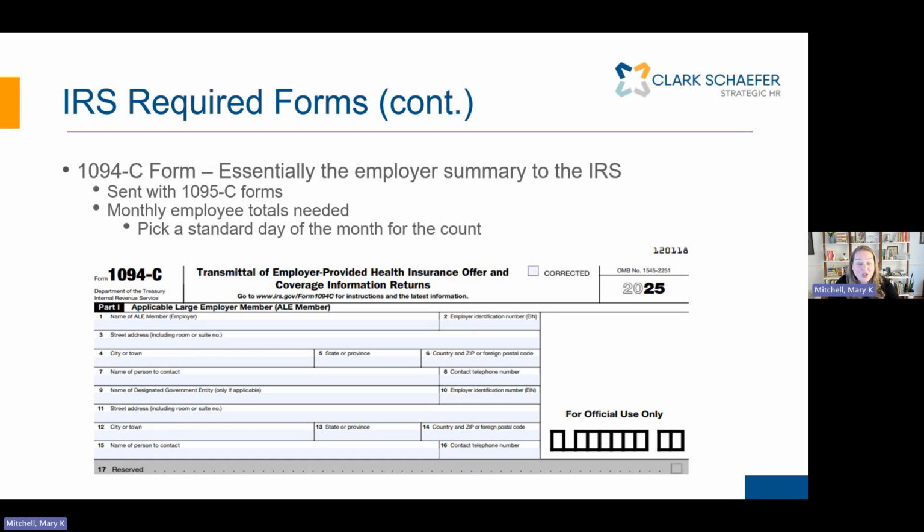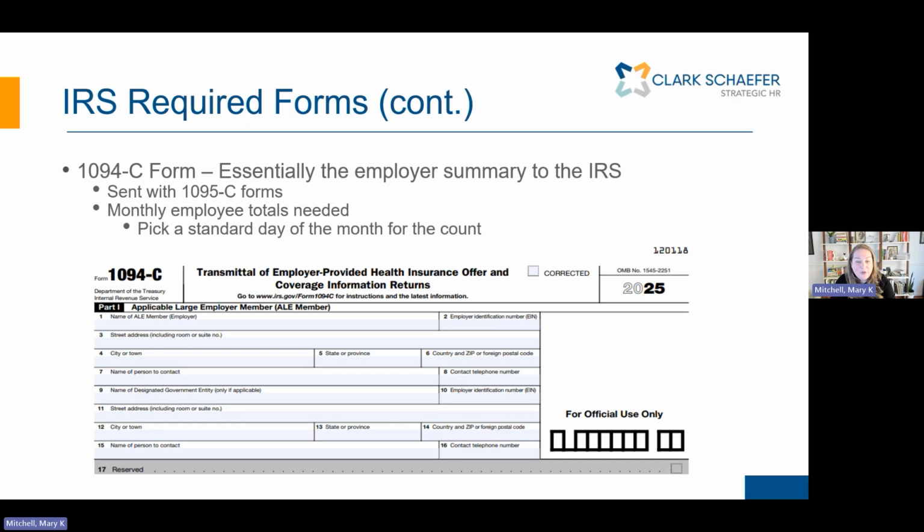It gives, again, all of the applicable large employer information, so your organization's information, the total number of forms being reported, the total number of employees by month, whether it's full-time or part-time, right? We give both of those totals. And then it also tells the IRS whether you're a member of an aggregated applicable large employer group.